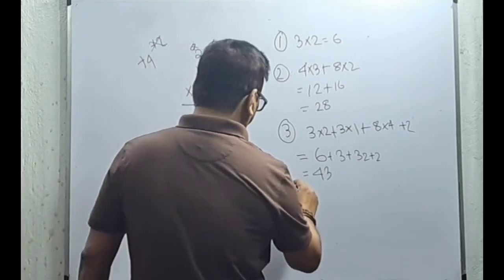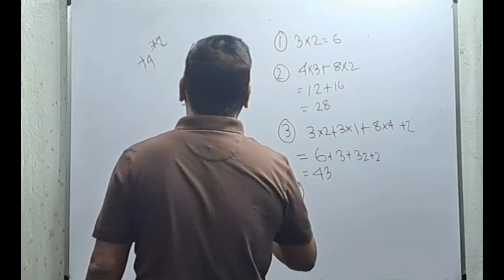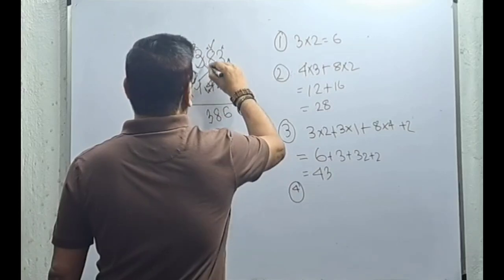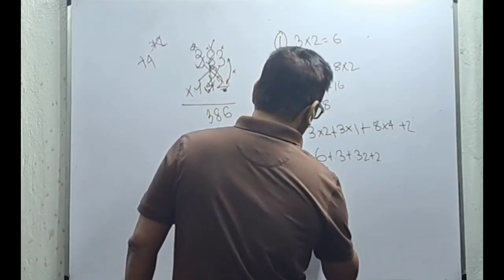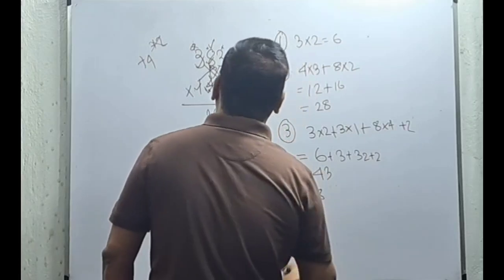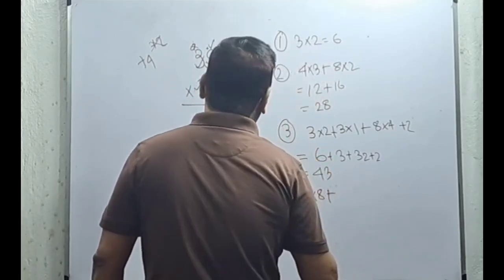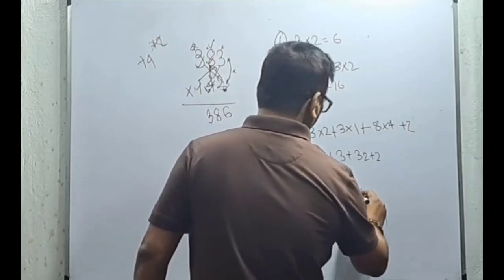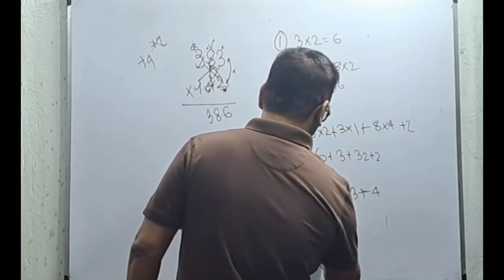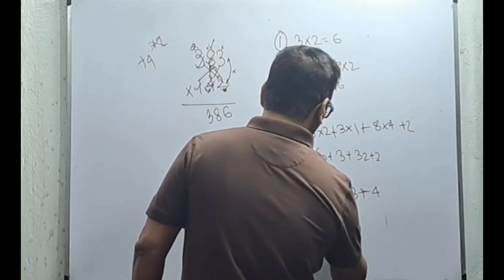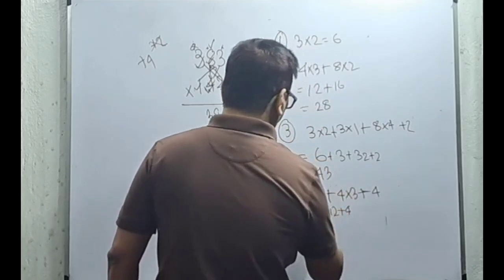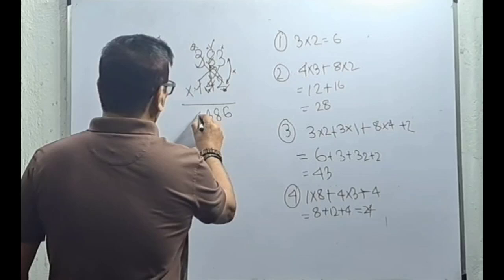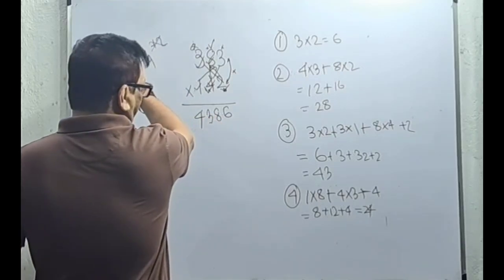Right? Fourth step will multiply this one with this one and this with this. Meaning thereby 1 multiplied by 8 plus 4 multiplied by 3 plus we carry 4. So that will give you 8 plus 12 plus 4, that is 24. Right, write 4 here. We carry 2.